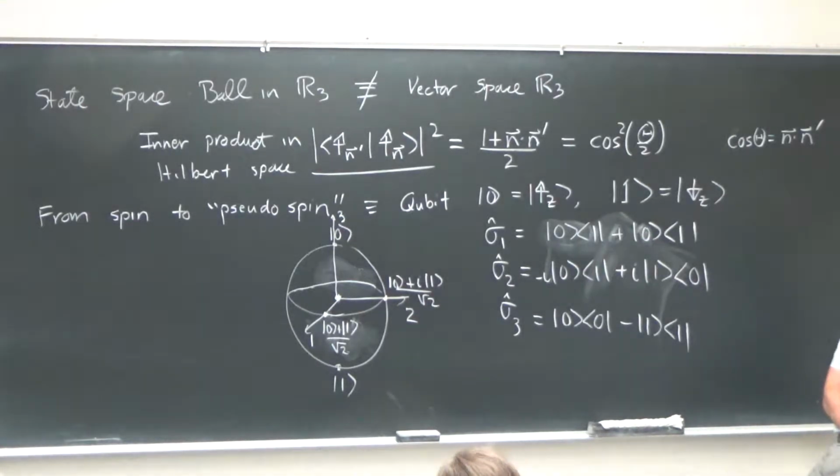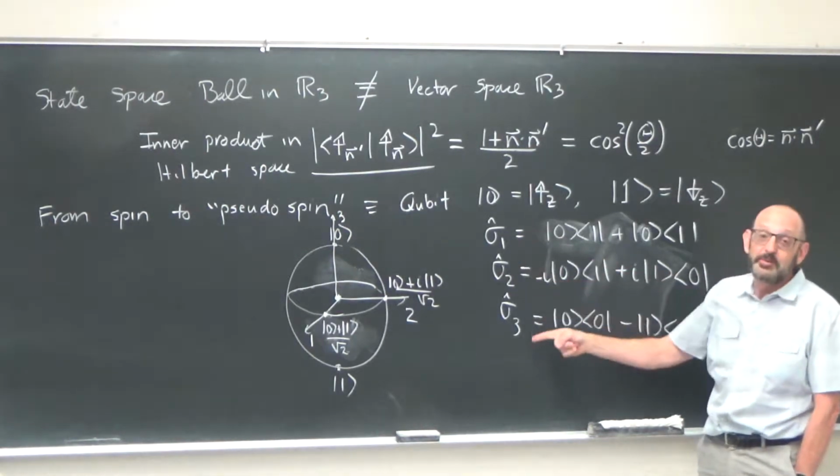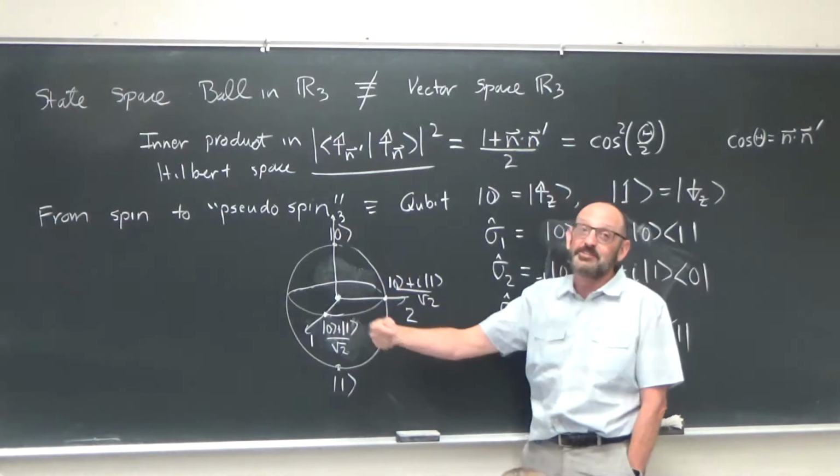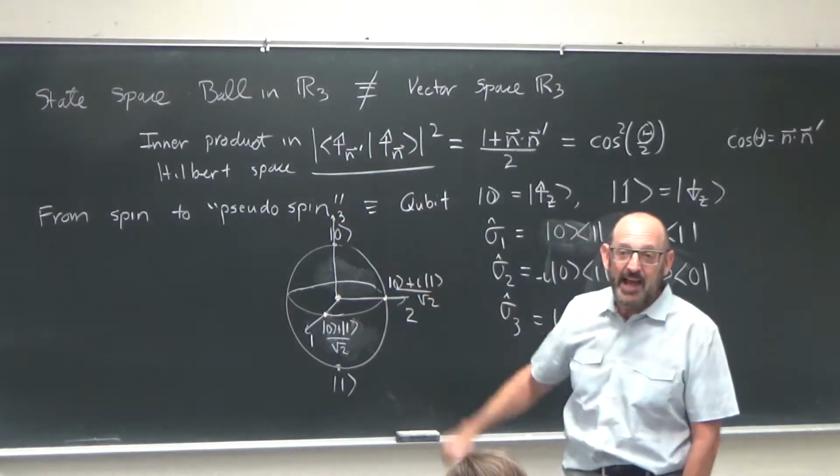And often, when the terms x, y, and z become confusing, we forget about x, y, and z, and we just write them as sigma 1, sigma 2, and sigma 3. We'll talk about the one axis of the Bloch sphere, and the two axis of the Bloch sphere, and the three axis of the Bloch sphere.